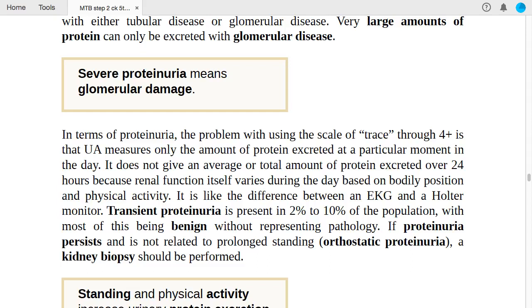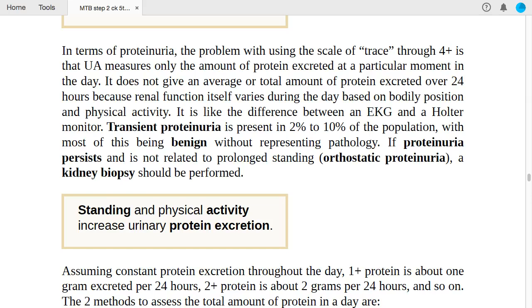If you see a patient presenting with recurrent proteinuria, and it's not related to prolonged standing, there is no history of prolonged standing, so it is not orthostatic proteinuria, then we should do a kidney biopsy to evaluate whether the patient has any kidney pathology. Standing and physical activity increase urinary protein excretion. That's normal body physiology. When the patient is doing heavy or strenuous exercise or has a history of prolonged standing, you can say that protein is normally excreted more in urine.